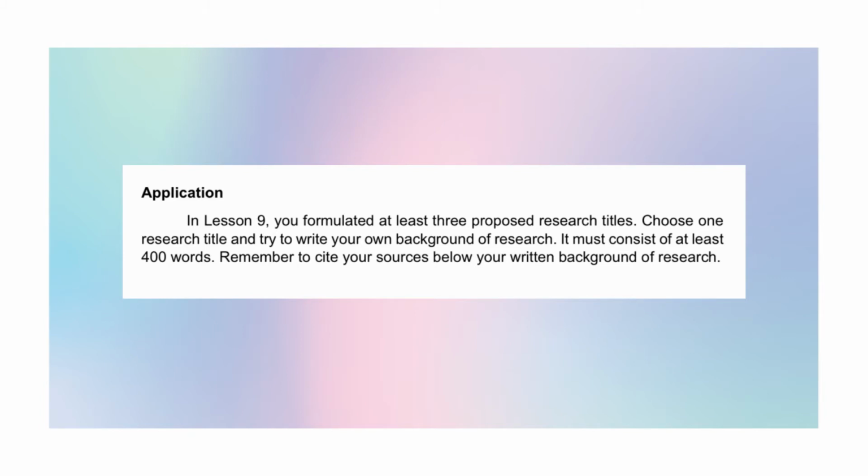Lastly, in the application, it says in Lesson 9, you formulated at least 3 proposed research titles. Now you have to choose only one research title and then write your own background of research. It must consist of at least 400 words. Remember to cite your sources below your written background of research. Remember also to follow our 7 steps in describing your background of the study.